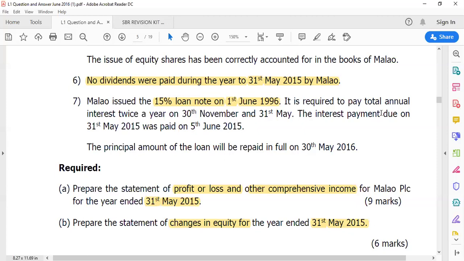So see, the interest payment due on 31st May 2015 was paid on 5th June 2015. So it was due on the 31st of May, but it was paid when? In the following month. We don't care. The accruals concept is going to apply. So what do we do? 15% multiplied by the loan note.